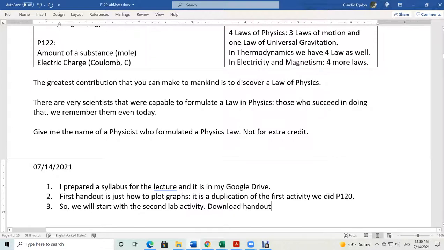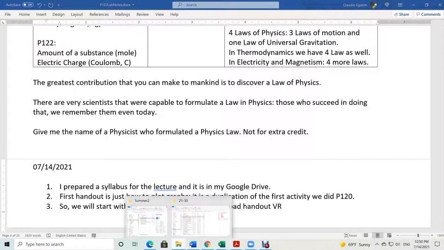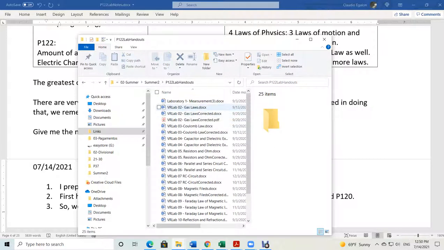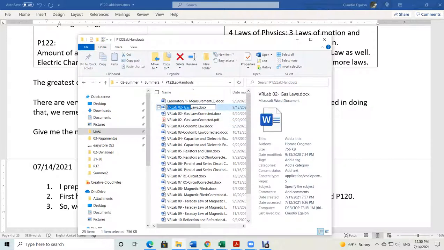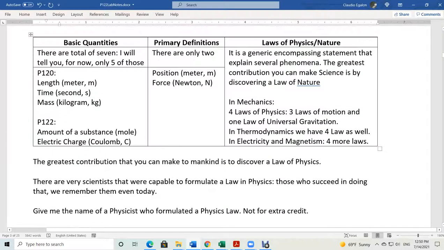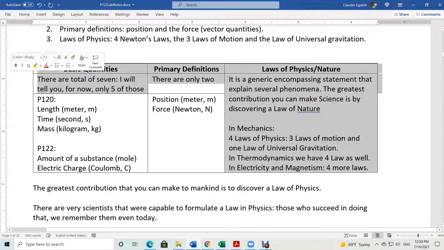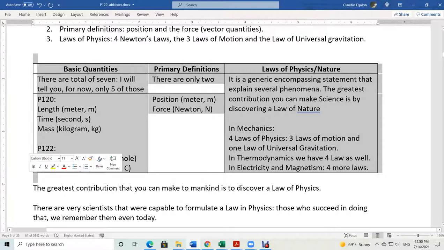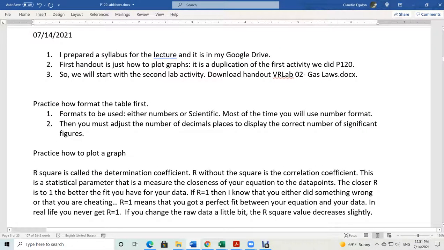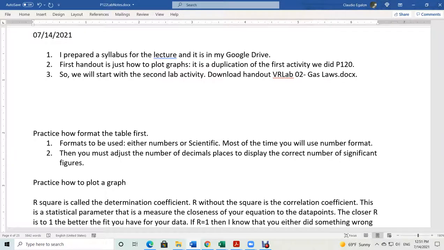Download, handout, VR. Right, let's take a look at the name of the handout. Lab handout, gas law. But before we go into the lab, let me just update my building blocks of physics. Okay. So here you go. Building blocks of physics.